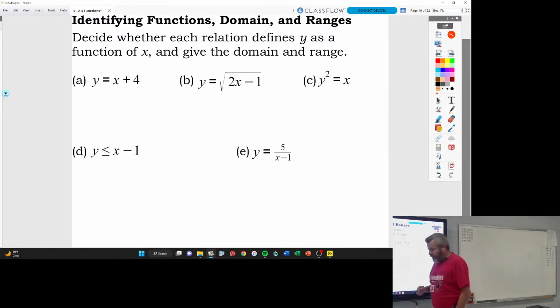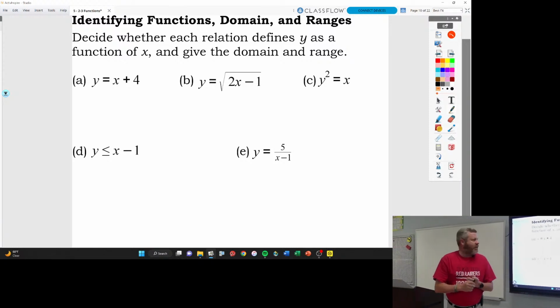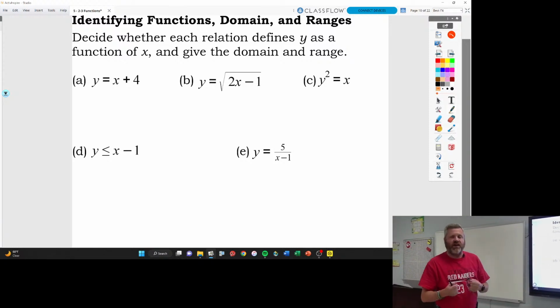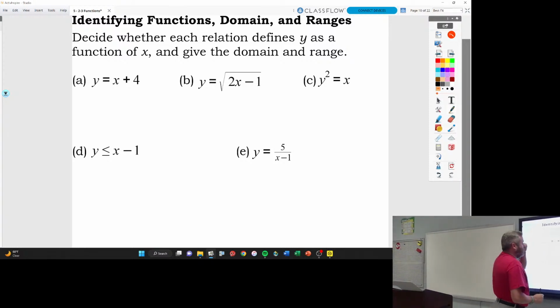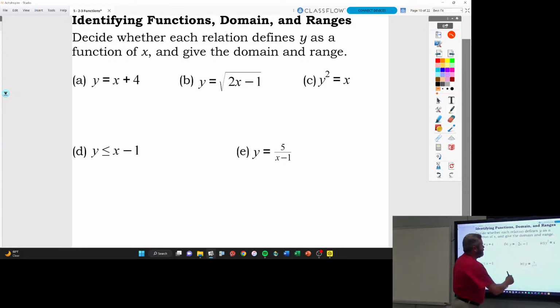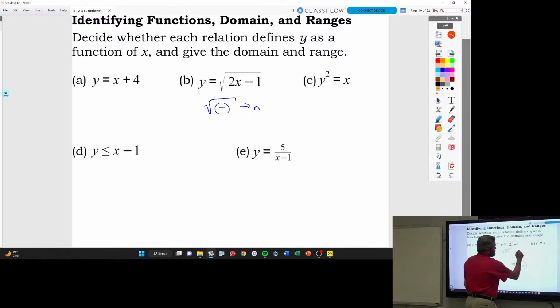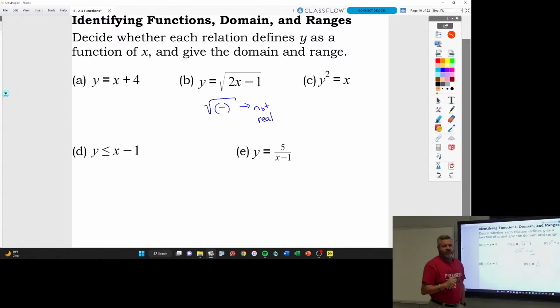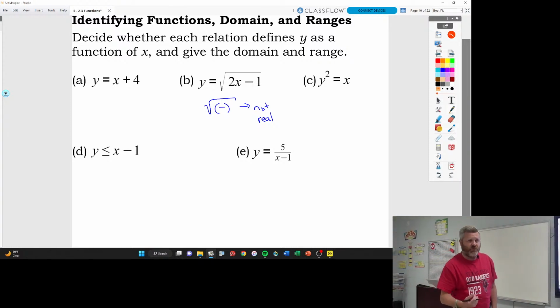Okay, part E. Remember, a relation. Initially, when you look at some kind of a relation, you start off by assuming that the domain is all real values. And so if you refer back to part B, and I'll write that again, the square root of a negative number is not real. So anytime you're taking the square root of something that's negative, it's not real, so you have to eliminate that from the domain.